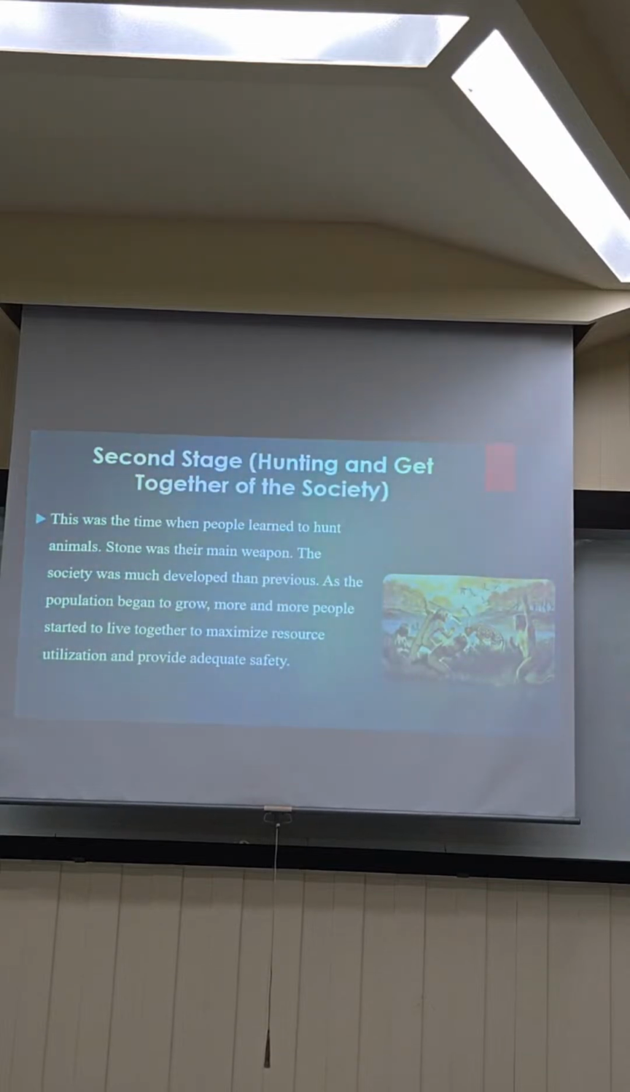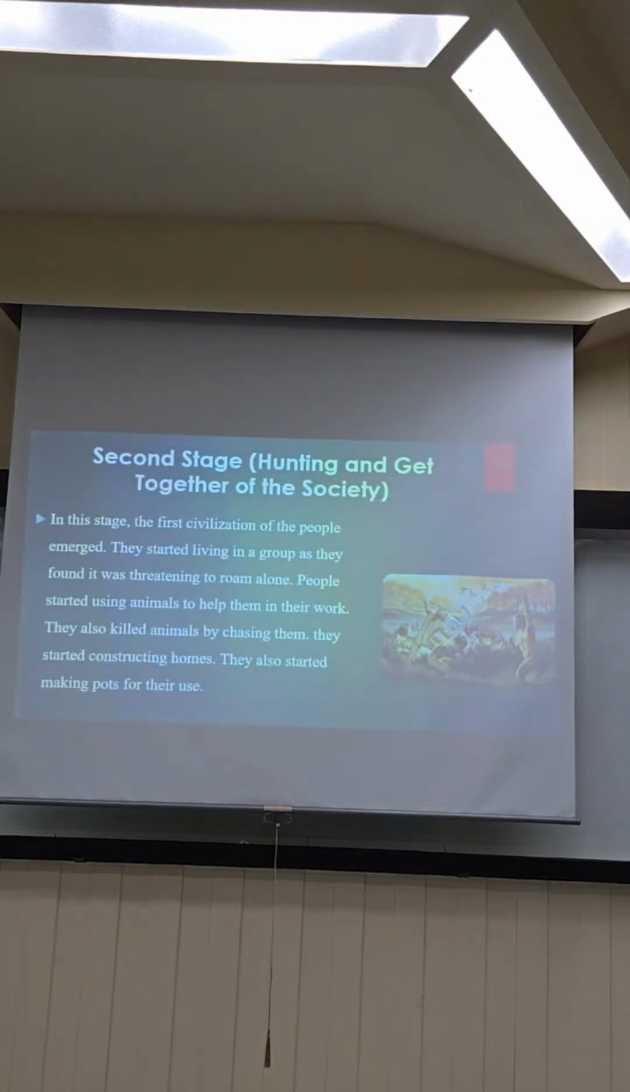This was a time when people learned to hunt animals. Stone was their main weapon. The society was much more developed than the previous one. As the population began to grow, more and more people started to live together to maximize resource utilization and provide adequate safety. In this stage, the first civilization of the people emerged. Are you seeing that? They started living in a group as they found it was threatening to roam alone. Get it now. The Stone Age and then second stage, first civilization of people emerged.